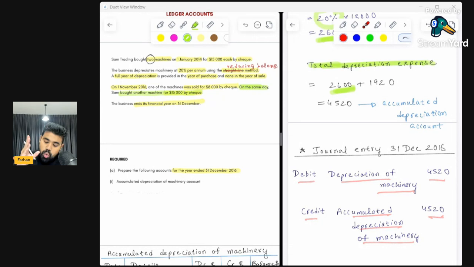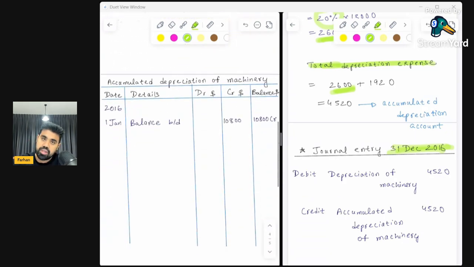So every time you want to record the depreciation expense incurred in your business, which is typically at the end of the financial year, and in this case, it's at 31 December 2016, you debit the depreciation expense account, which in this case is the depreciation of machinery account, to be specific, by $4,520, and you credit the contra asset account, which is the accumulated depreciation of machinery account, by $4,520. Now, why did I want you to know this journal entry? Because it will help us prepare the ledger account.